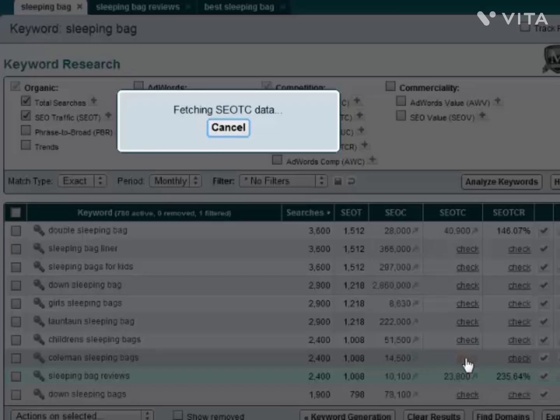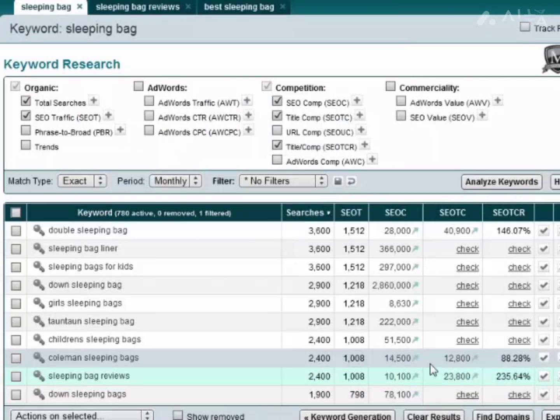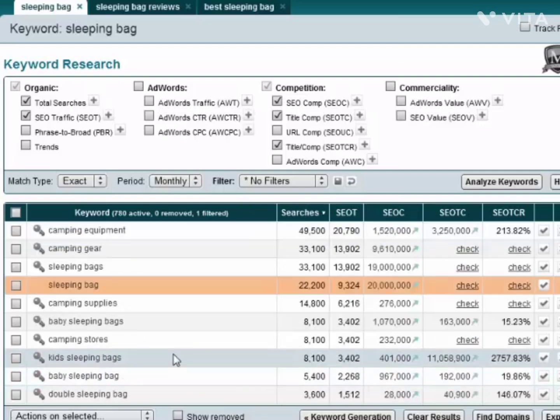Let's say my initial idea was Coleman sleeping bags. Let's say I was just going to review Coleman sleeping bags. Actually, not a lot of competition on that either. But again, with Coleman sleeping bags, you're going to have a problem ranking for that because Coleman is obviously going to be number one. So again, look for keywords that have a fair amount of searches. I would say between a couple thousand is a good place to start. The more you can get, the better.